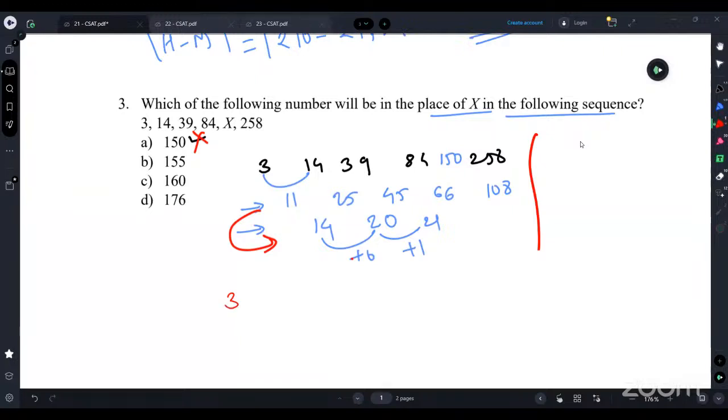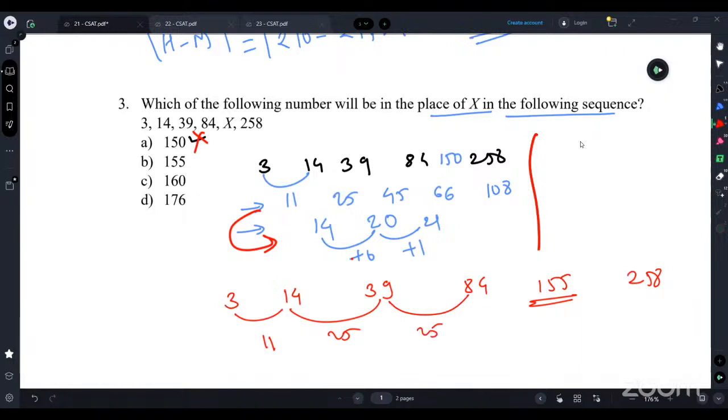First is 3, 14, 39, 84, and let's put 155 and 258. See now, this is the option that we are trying out. Let's take the difference again. This will be 11. 39 minus 14 will be 25. This is the same. 45, right? And what will be here? It will be 71. Earlier it was 66, now I will have to add 5. Similarly here, 258 minus 155 will be minus 5 difference, so that will be 103.